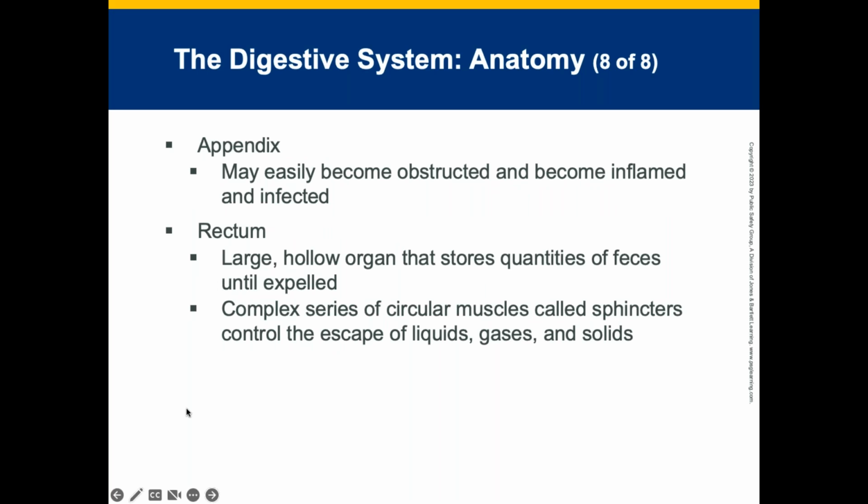The appendix, which is a tube of 3 to 4 inches, 8 to 10 centimeters long, that opens into the cecum in the right lower quadrant of the abdomen, may easily become obstructed, inflamed, and infected. What was the name that we call the location of the appendix? What point was that? Do you guys remember that from last class?